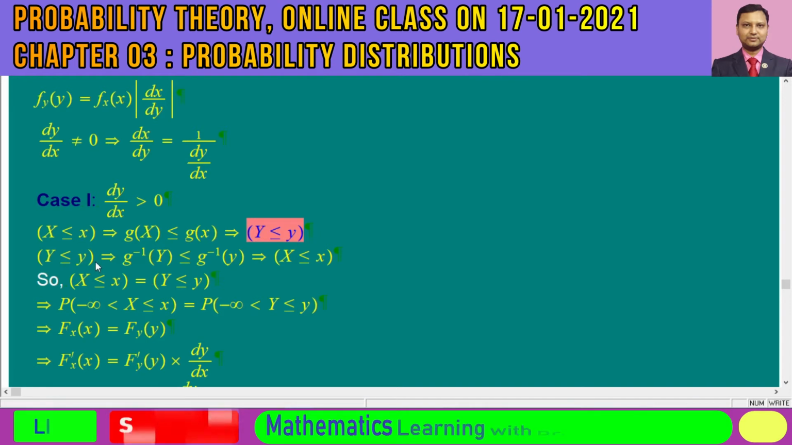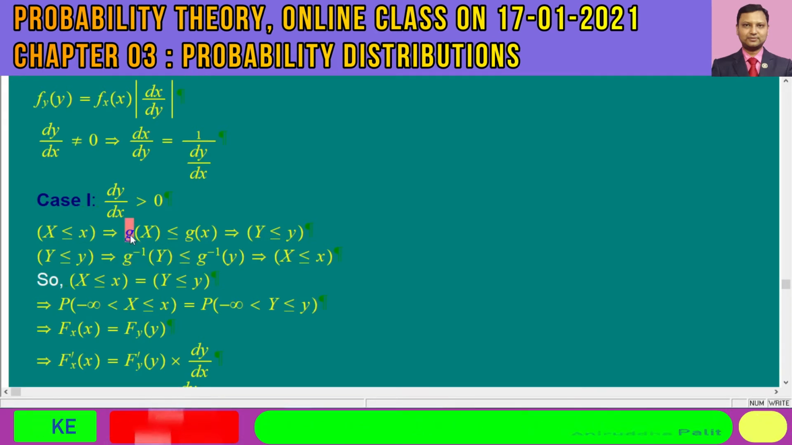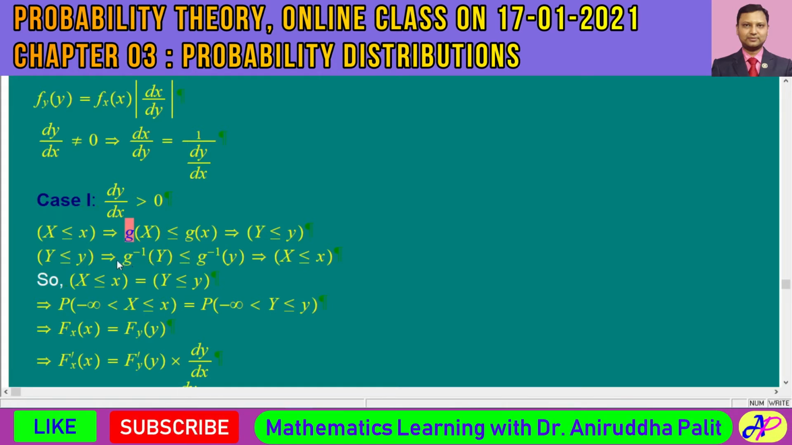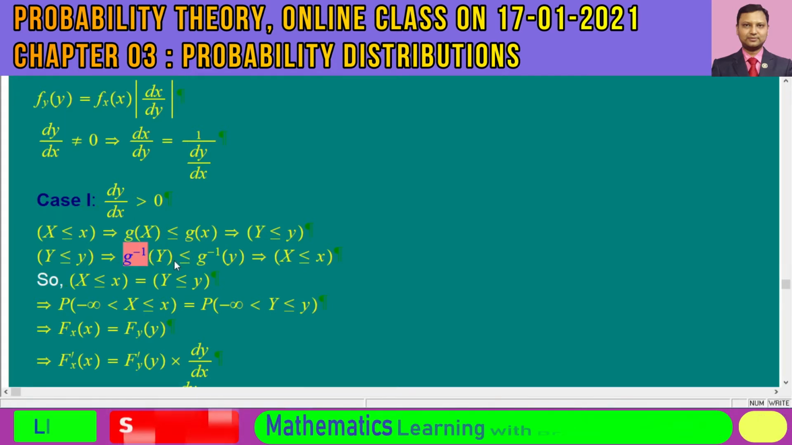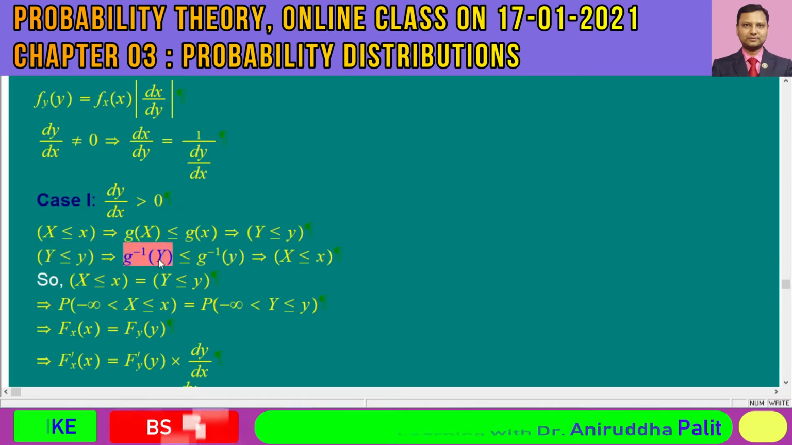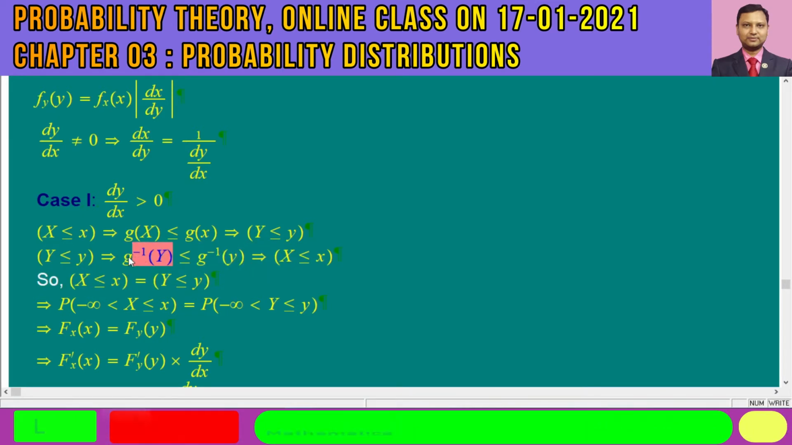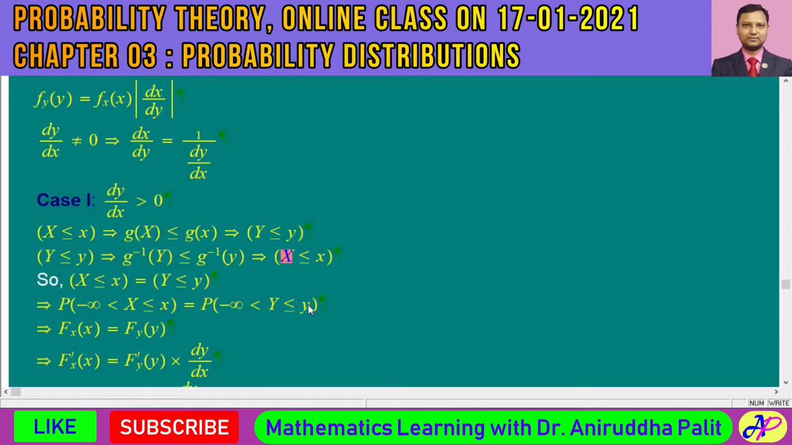Now, if we conversely suppose that y is less than or equal to small y, then on both sides we operate by the function g inverse. Because g is a strictly monotone increasing function, I told you that g inverse should also be a strictly monotone increasing function. Now, since g inverse is monotone increasing, we can conclude that g inverse of capital Y should also be less than or equal to g inverse of small y. And what is g inverse of capital Y? g inverse of capital Y must be equal to capital X, and g inverse of small y must be equal to small x.